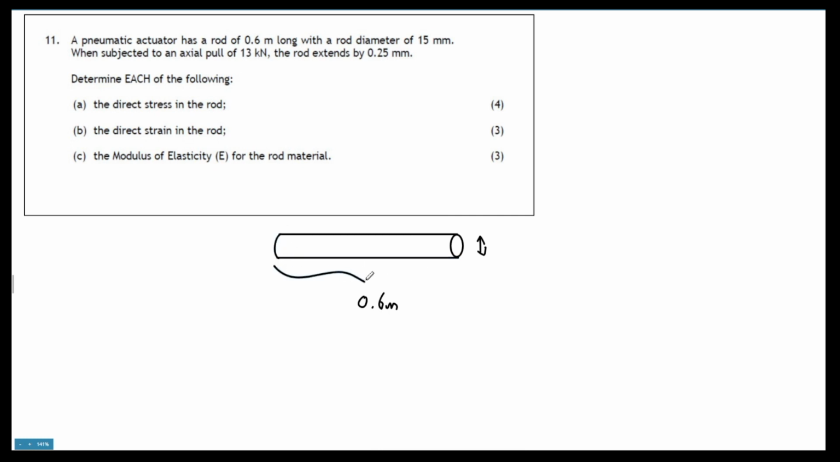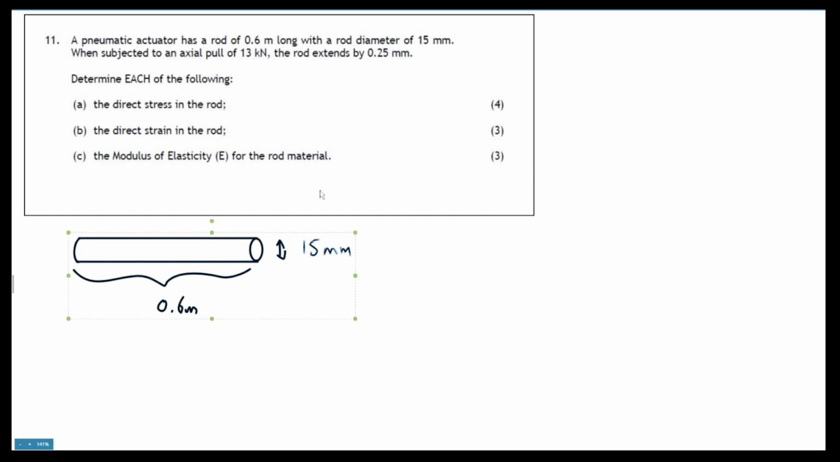We'll make that thing the proper length, and the diameter is, what is it? It's 15 millimeters. Well, that's a problem because this one's in millimeters, this one's in meters. But okay, we'll fix that in a second. Okay, so it's subjected to an axial pull and it extends by this much. This pull and extension, that's for the strain. Let's do the stress first of all.